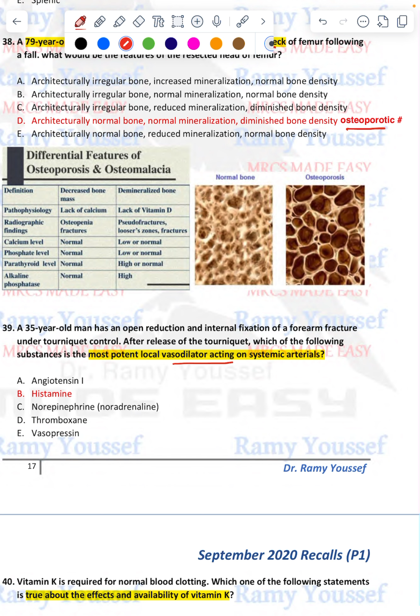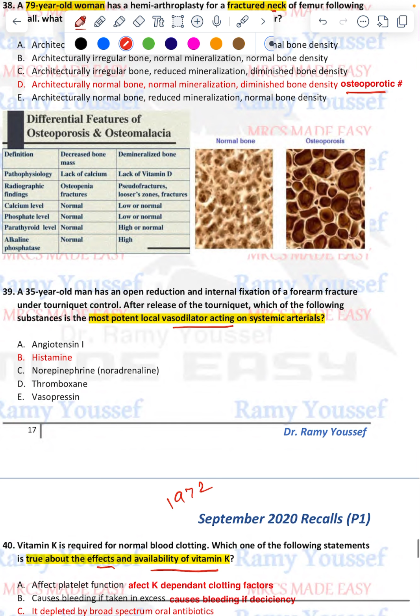Which of the following statements is true about effective availability of vitamin K? Effect of availability of vitamin K. Warfarin dependent, and vitamin K is where warfarin is acting. They affect platelet function.